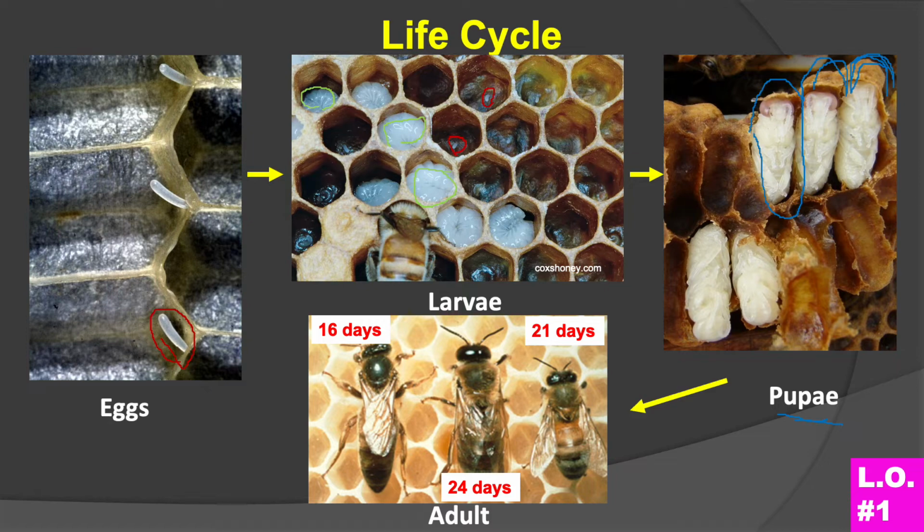A reiteration of what the normal duration is for a bee to develop. The queen bee takes 16 days to emerge from the pupa stage. The worker bee takes 21 days to emerge from the pupa stage. And the drone, or the male bee, takes the longest to emerge, 24 days to emerge from the pupa.